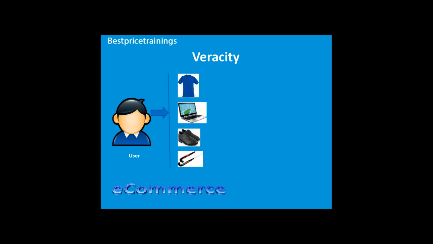Let's say he chooses a laptop to buy from an e-commerce website. It may be Flipkart, it may be Amazon, or something like that. Once he chooses this laptop, he pays the amount through a credit card or debit card or whatever. It gets delivered to his doorstep within 3 to 4 days.